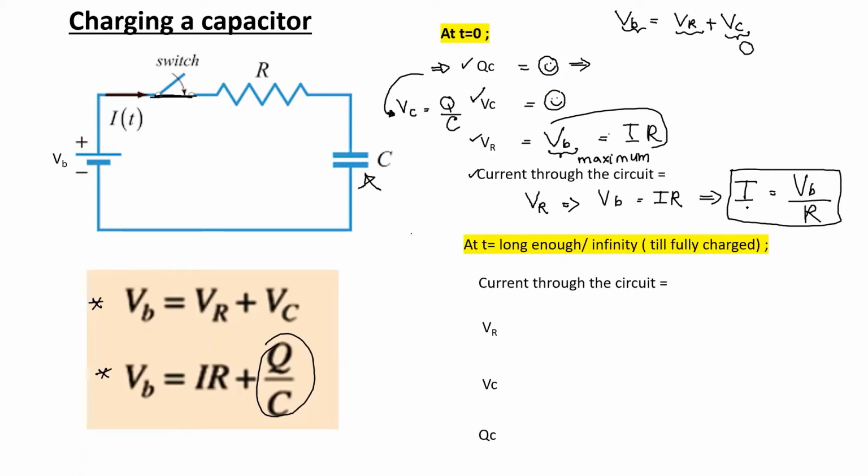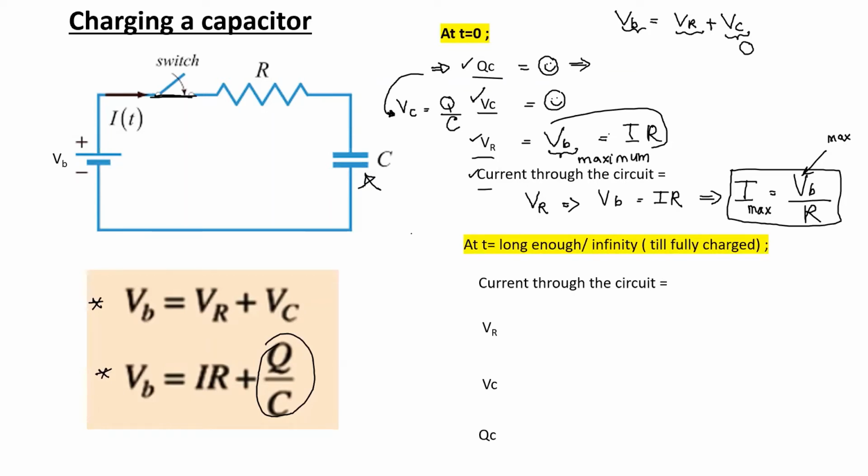And this will also be the maximum current, right? Because voltage is maximum here. This is the maximum voltage. Therefore, at t equals 0, the current through the circuit will be maximum. This voltage is maximum here. Okay. So are we okay with this, and this?